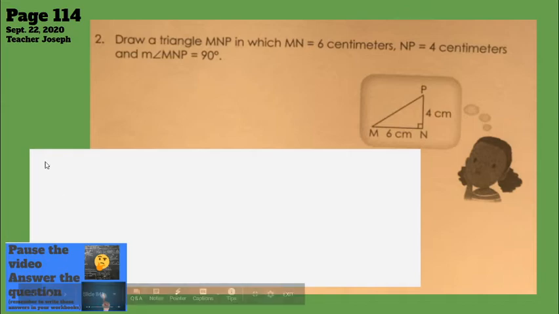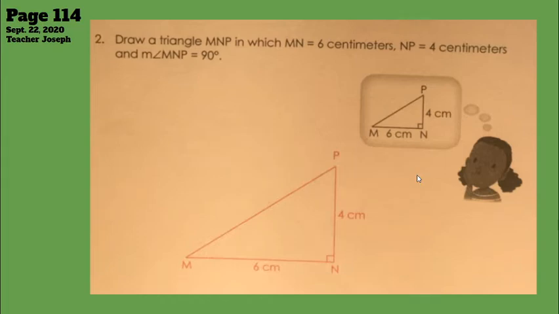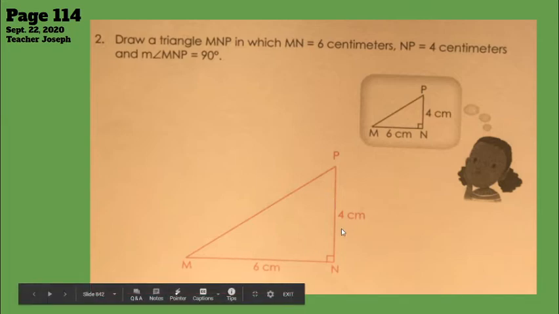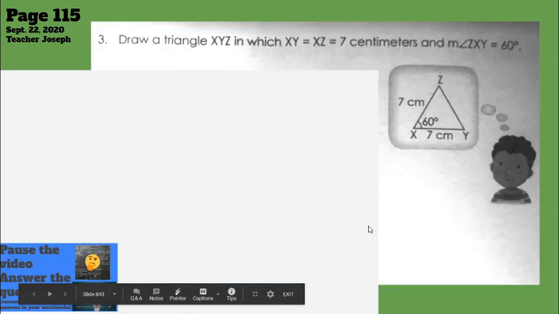Alright, so hopefully you already drew a triangle MNP. MNP should look very similar to this. Now this is a right triangle, remember, because right triangles have 90 degrees. So you should put a square right here or put that it has 90 degrees. Your bottom line should be 6 centimeters and your top should be 4. Does yours look similar to mine? Make sure you also notice that this line right here and this line are not the same length. This one is much longer than this one. Let's go to the next problem on page 115.